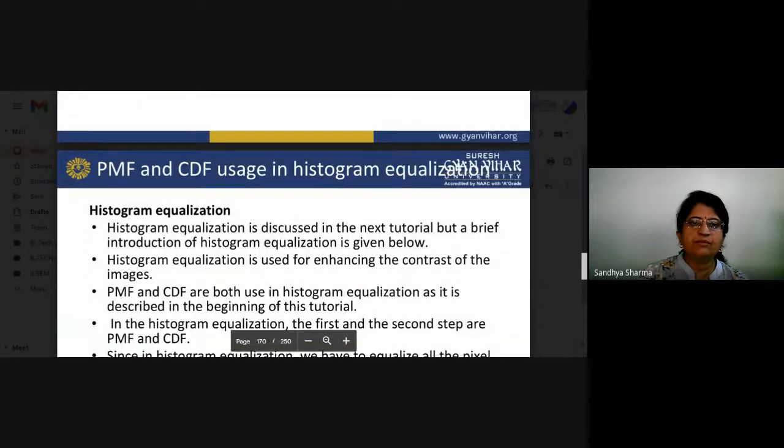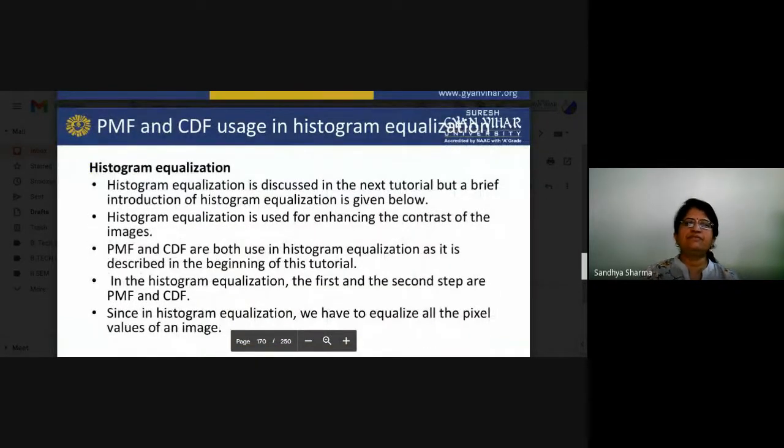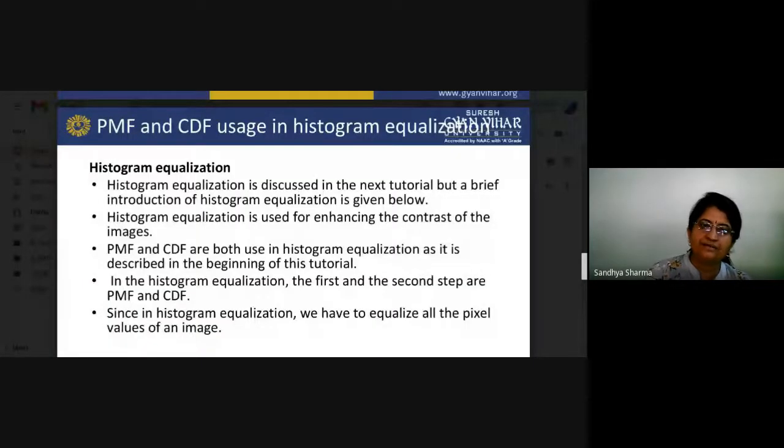So we will see what the uses of PMF and CDF are. What are the PMF and CDF used for in histogram equalization? Histogram equalization was also discussed in the previous session, a very small part. Histogram equalization is used for enhancing the contrast. So it works on the contrast, while sliding works on the brightness. That is the factor on which particular property we are working.